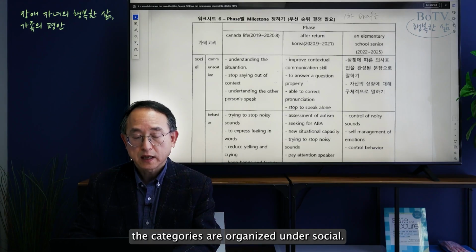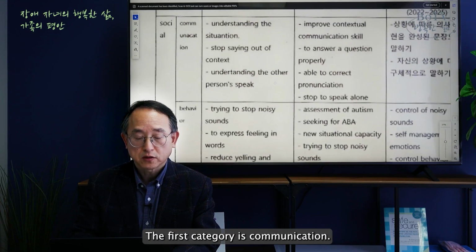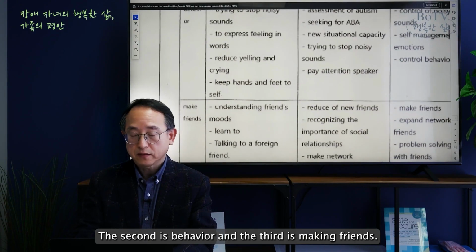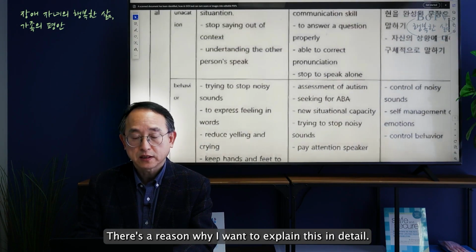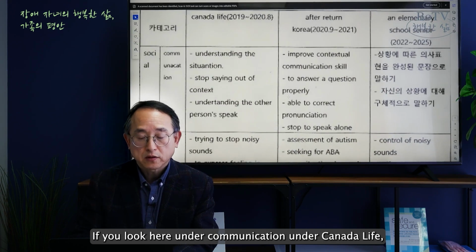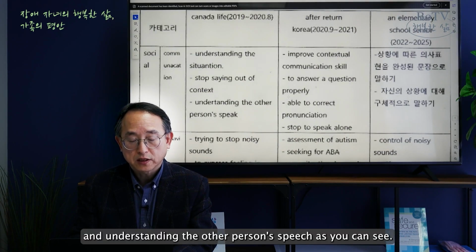As you can see here, the categories are organized under social. The first category is communication, the second is behavior, and the third is making friends. There's a reason why I want to explain this in detail. If you look here under communication, under Canada Life, you'll see understanding the situation. Stop saying out of context and understanding the other person's speech, as you can see.